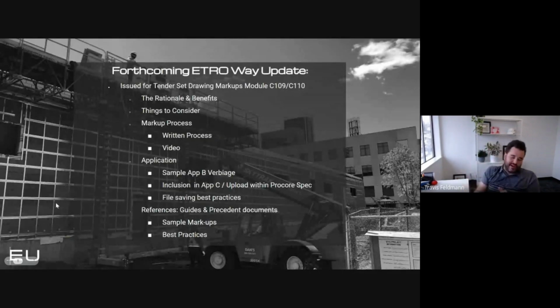And then just to address what's coming in the ETRO Way update, like I alluded to earlier. So this is a tender set drawing markup module. It'll exist somewhere in the realm of C109 and C110 as far as our string of process. Obviously covered under the ETRO Way module, we'll extract some of this information as far as the rationale, the benefits, things to consider. The markup process, the video will be posted.